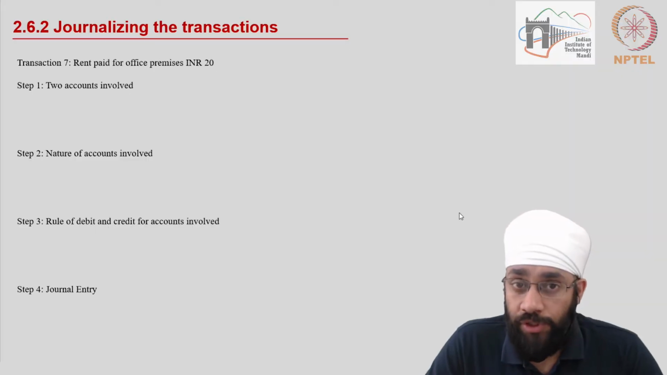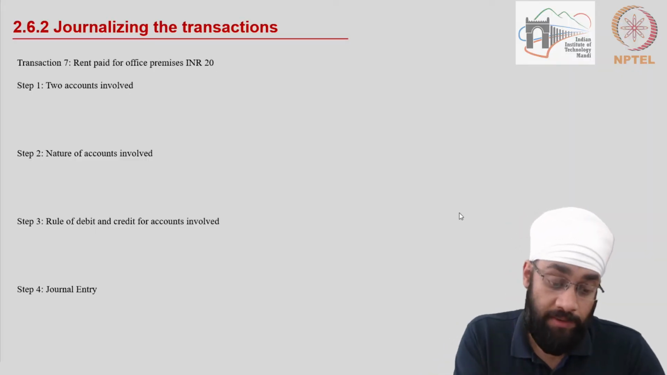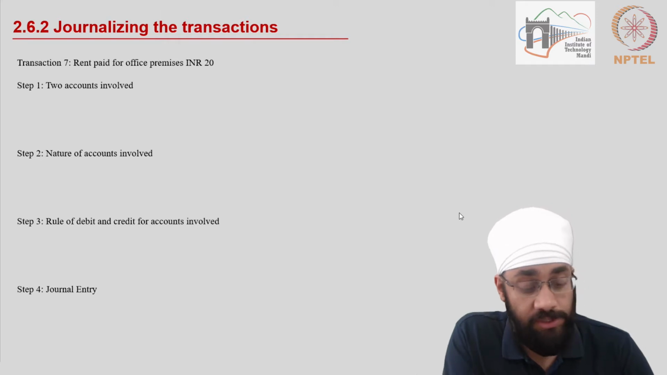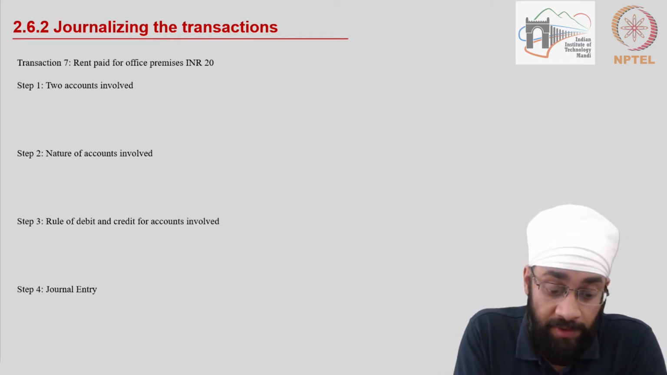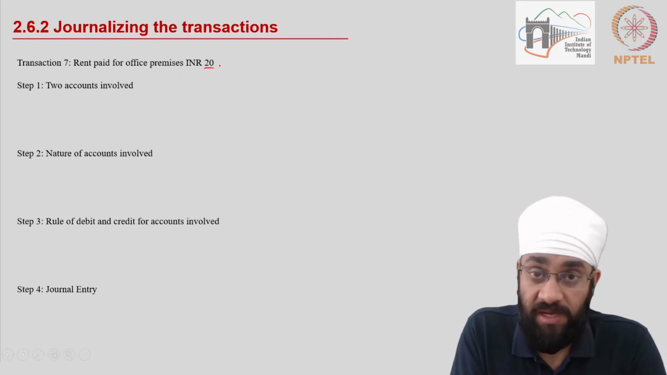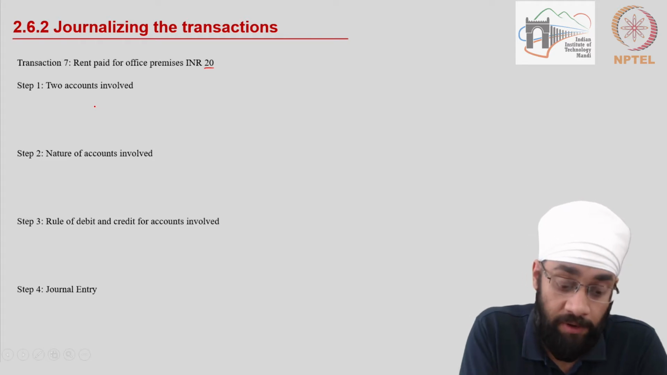Hi, this is the continuation of the previous video. We are learning how to generalize the transactions. Let's jump on to transaction 7. Rent paid for office premises, rupees 20. Let's identify the two accounts involved.